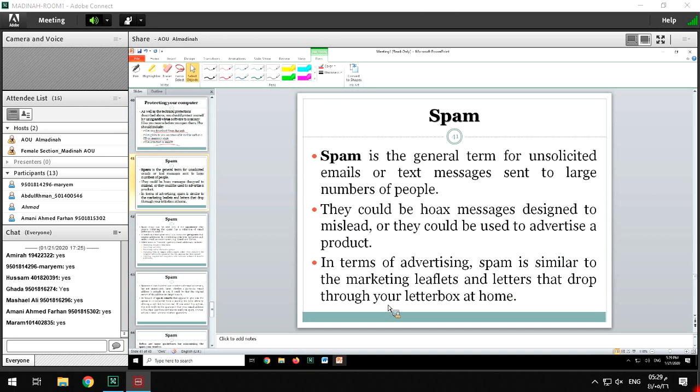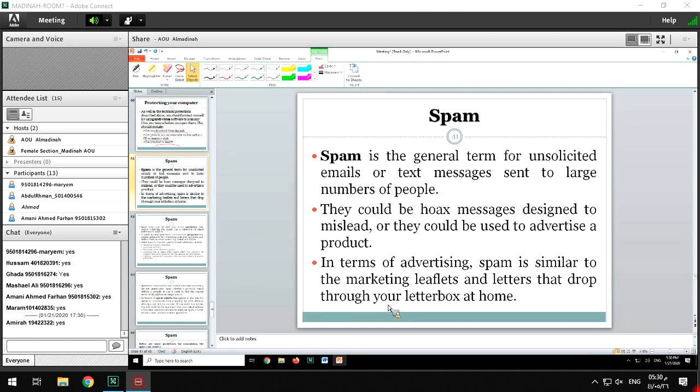The next is spam. Spam, I think you all know about spam. Do you get any spam messages in your email? Students online, do you see any spam emails in your email? Right? Yes. Okay. So what do you think, from where do these messages come and why do they go to spam? Yes, students online.